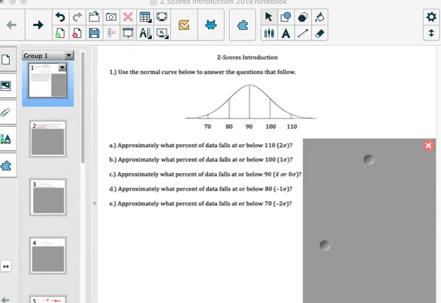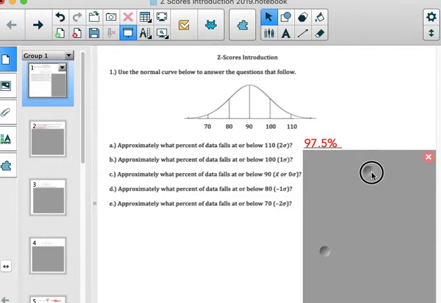We know how to find percentages on the actual intervals. So at 0 standard deviations, 1, 2, and 3 standard deviations away. And so we had those percentages that we added in last class, right? So we know that this section's 34, 34, 13.5, 2.5, so on and so forth. So on A, what percentage of data falls below 110 or 2 standard deviations? That was that 97.5%. B, what percentage falls at or below 100? So here down was 84%.